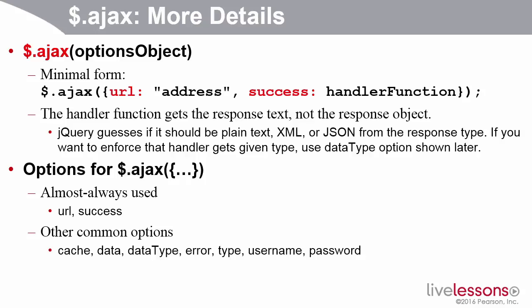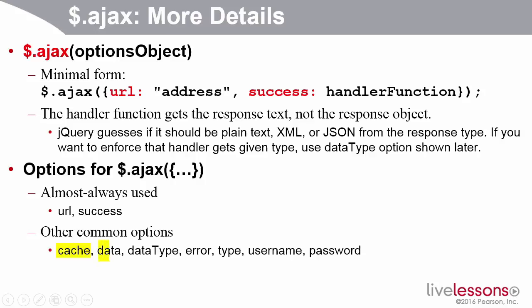So URL and success are virtually always supplied in the object that's passed to $.ajax. But there's a few other options as well. You can say caching by the browser should be turned off. I'll explain what that is in the next section.